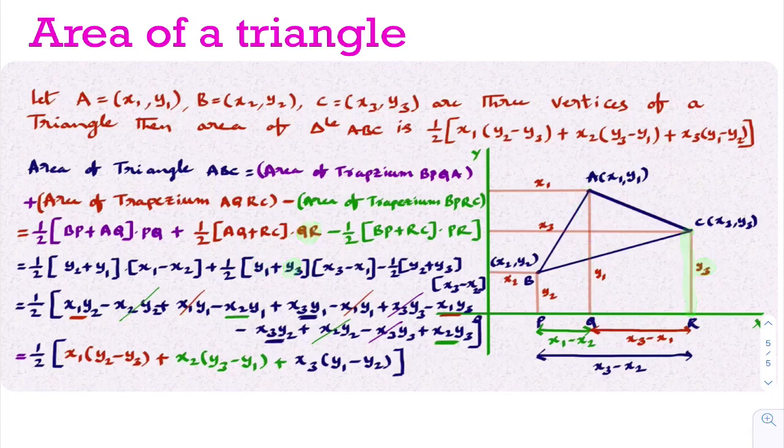QR. Just now we discussed about QR. What is QR? x3 minus x1 minus half into BP. Where is BP? This is BP. BP is y2 plus RC. Where is RC from the figure? This is RC. RC is what? y3 into PR. What is PR? This length is PR. Now what is this length? Just now we discussed PR is x3 minus x2. That is what I wrote.